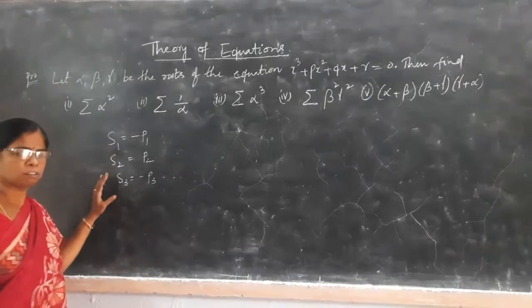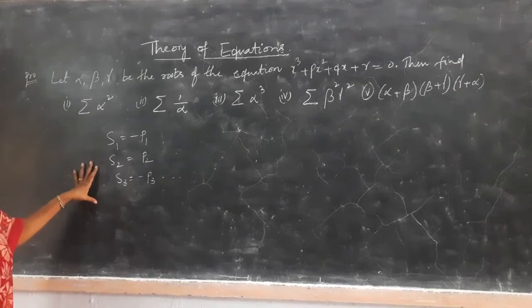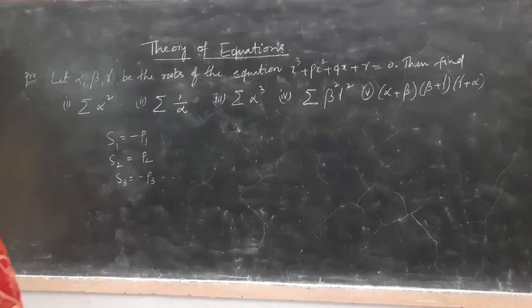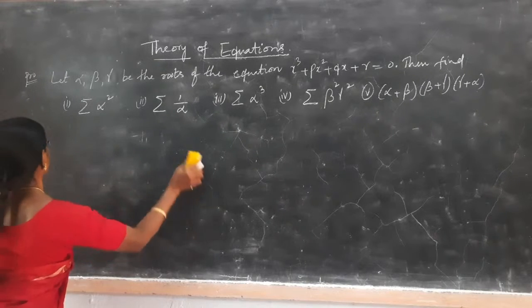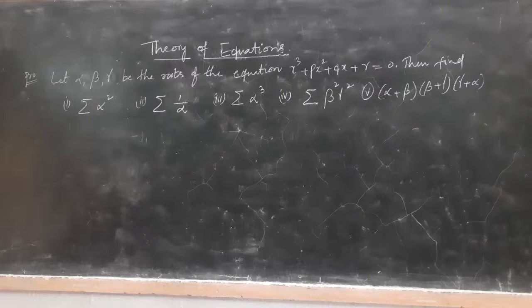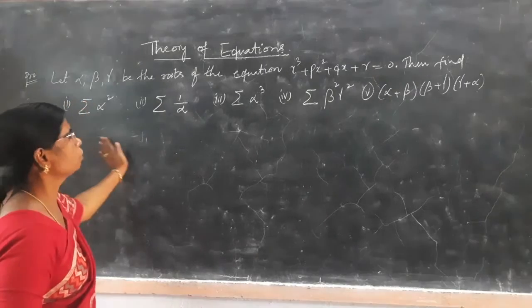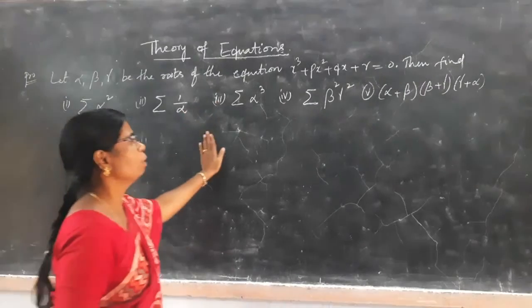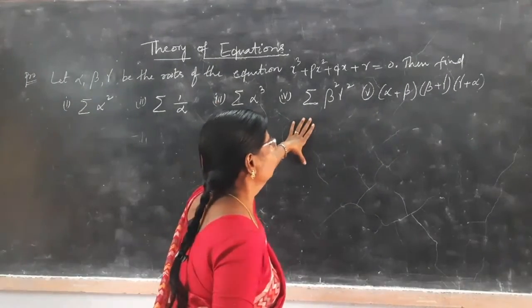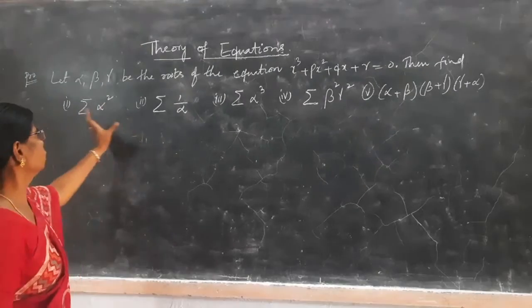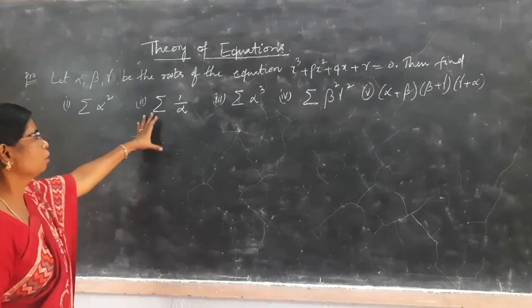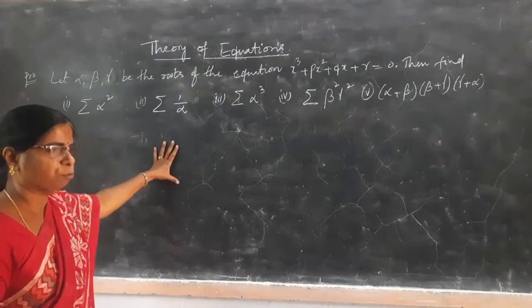So basing on these relations, we have several problems on the theory of equations. Look at this problem. I am going to solve some more problems on these relations between roots and coefficients. Let alpha, beta, gamma be the roots of the equation x cube plus px square plus qx plus r is equal to 0. Then find the sigma alpha square, and the second bit, sigma 1 by alpha. I am going to find these.